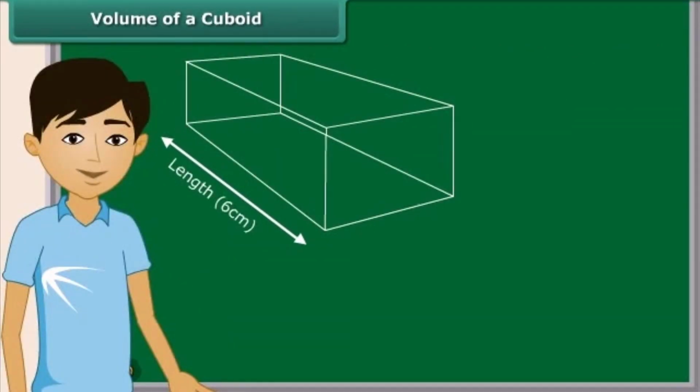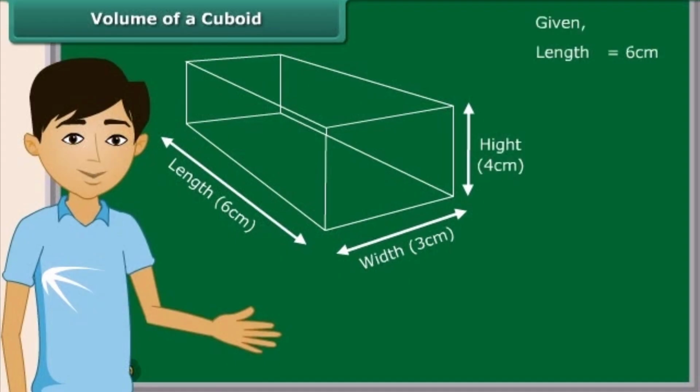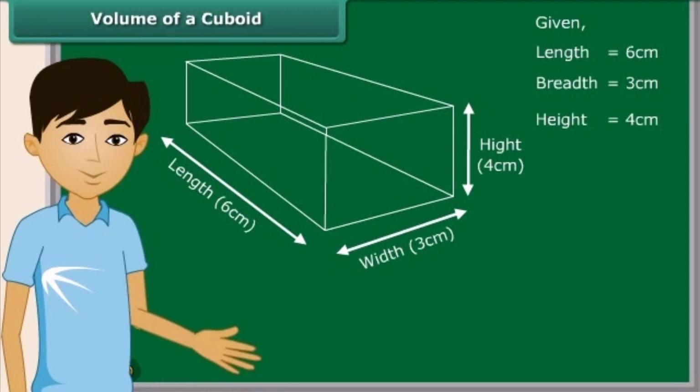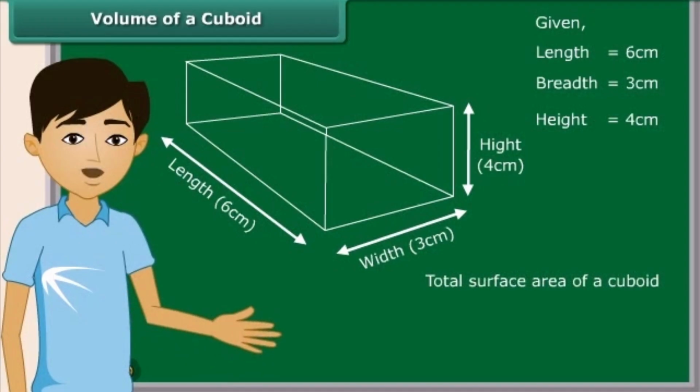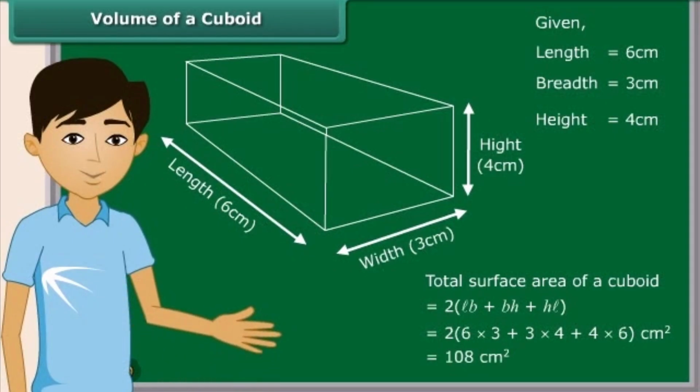Alright, let us take an example. You are seeing this cuboid which has length equal to 6 centimeters, breadth equal to 3 centimeters, and height equal to 4 centimeters. Calculation of its surface area is not difficult at all because now we know its formula. Now we substitute all the values here, and this gives us surface area of this cuboid, which is equal to 108 square centimeters.